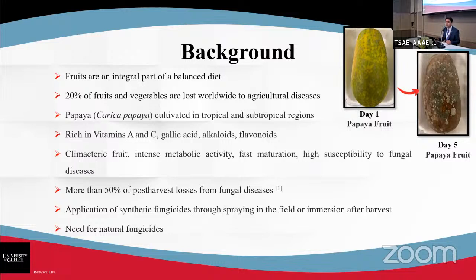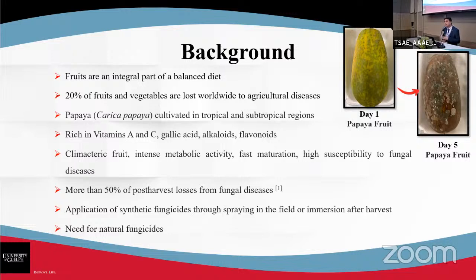It is rich in vitamin A and C, and it is rich in many total phenolic compounds. However, it is highly susceptible to fungal diseases because it is a climacteric fruit and it has a very fast maturation rate. It has been found that every year more than 50% of papaya fruits are being lost to fungal diseases. And in order to avoid that, farmers are using synthetic pesticides or chemical-based fungicides.